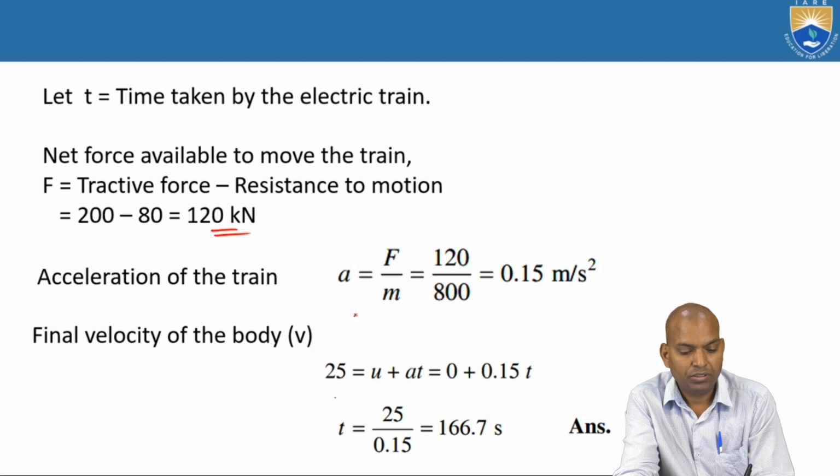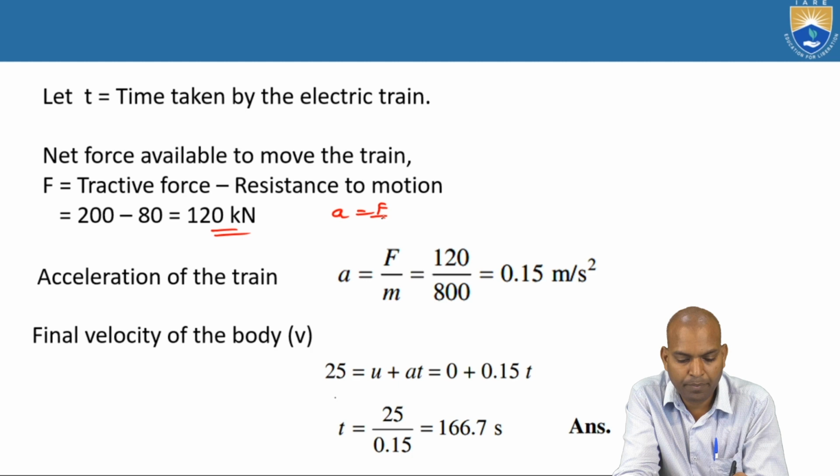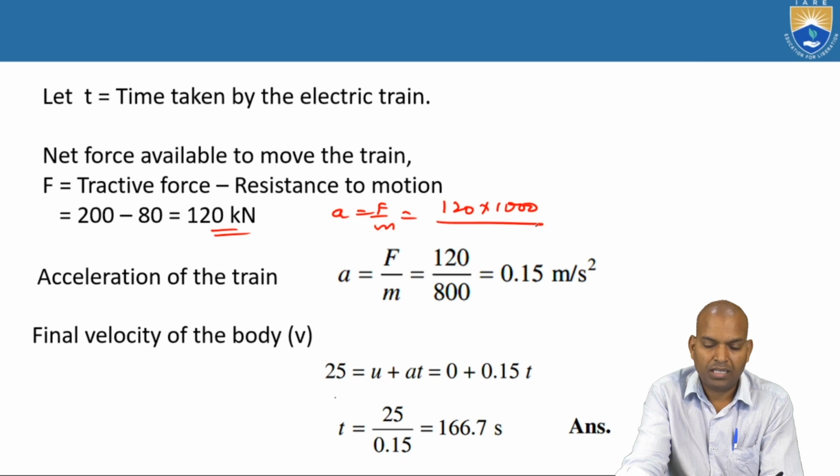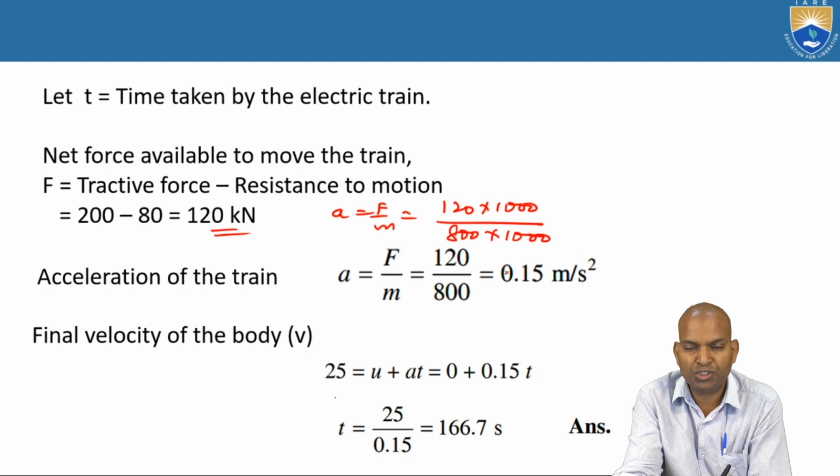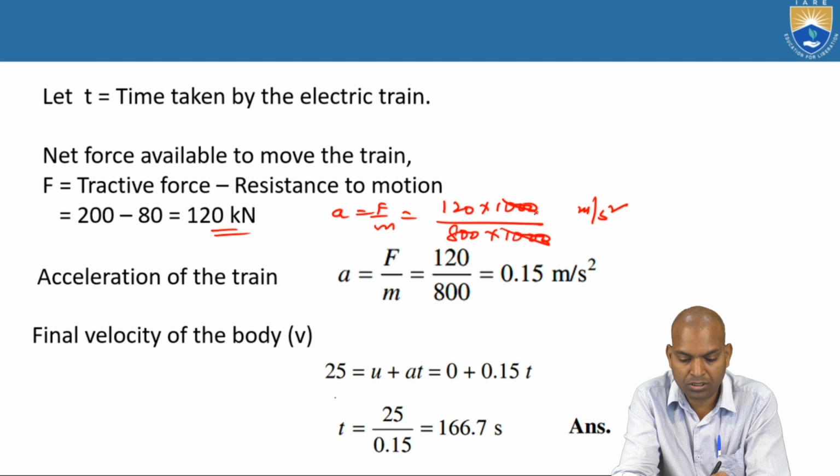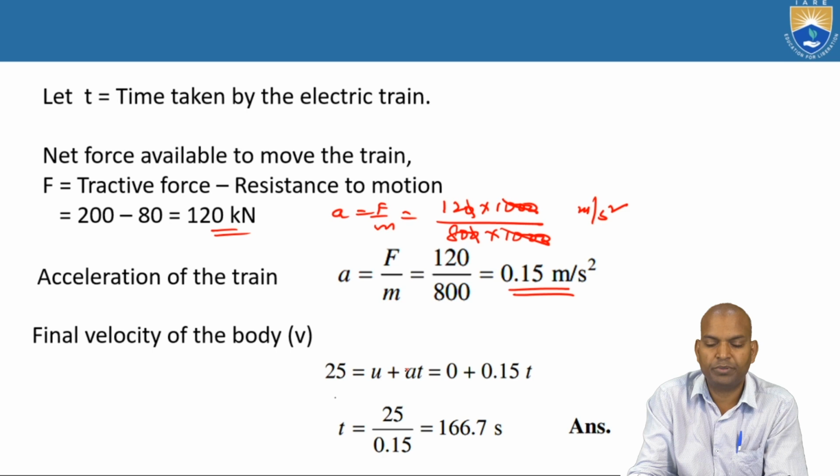Now acceleration of the train, A equal to F by M. F is 120 kilonewtons and M is 800 tons, 800 into 1000 kgs. We have to make it in newtons and kgs. Then acceleration comes in meter per second square. 1000 gets cancelled, 120 by 800, that is 0.15 meter per second square.